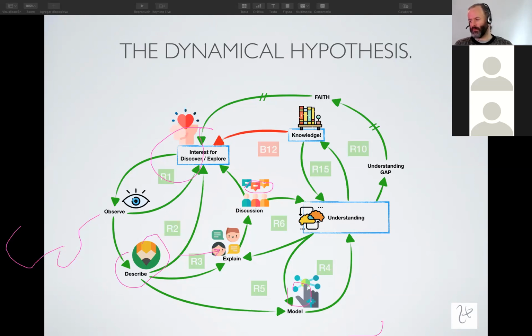I have three variables that I know are controversial in this model. I'm going to talk about them in the next slide, I think. So that creates more understanding, and as I understand more the issue, the problem, or the phenomena, or the case, I can create knowledge.